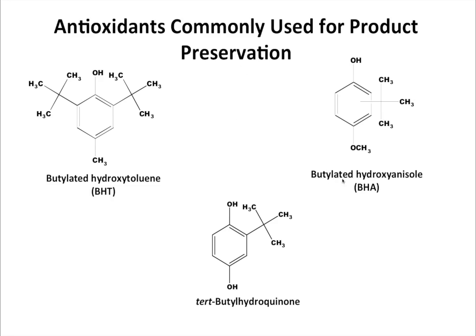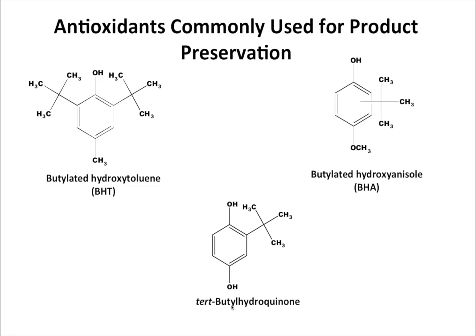We also have butylated hydroxyanisole, whose structure is shown here. Essentially you have a hydroxyl group, and then at the para position you have a methoxy group, and then at any one of the other positions along the ring you could have this tert-butyl structure as indicated here.